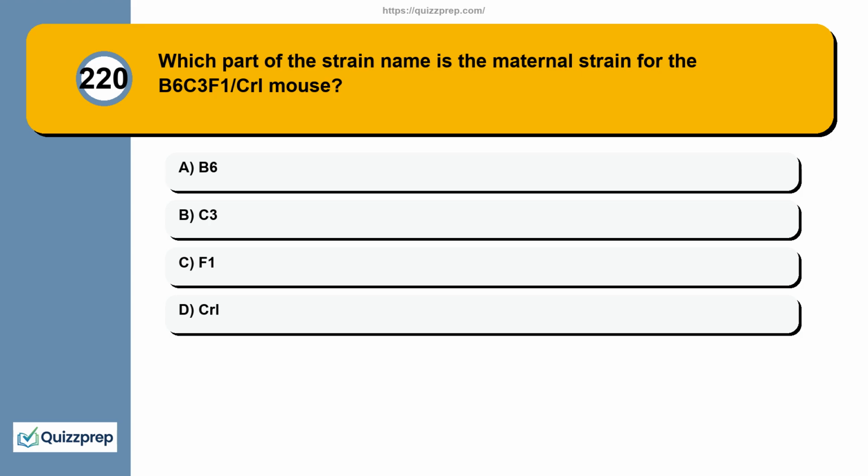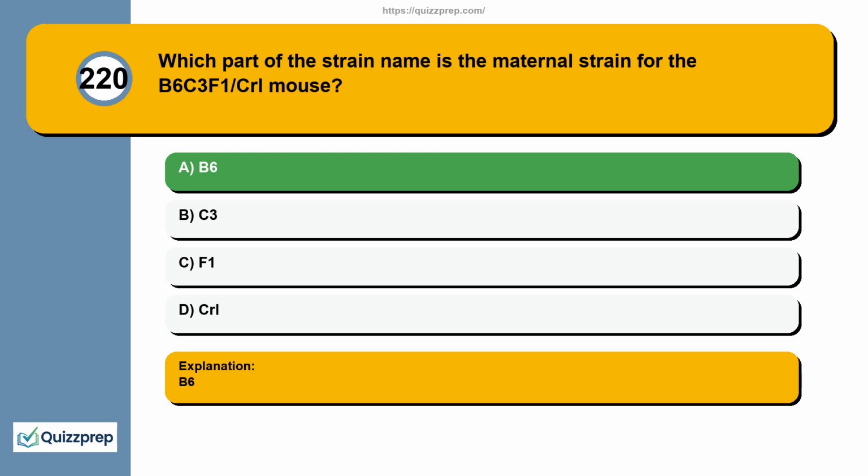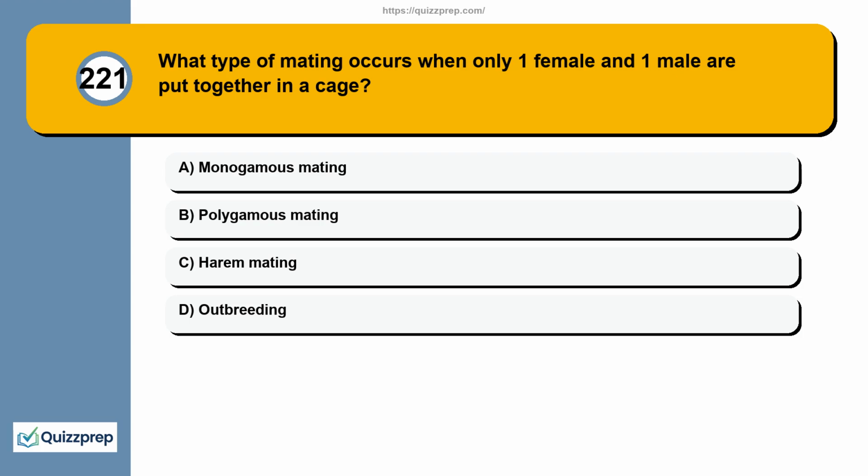Question 220. Which part of the strain name is the maternal strain for the B6C3F1/CRL mouse? Option A. B6. Option B. C3. Option C. F1. Option D. CRL. The correct answer is option A. B6.